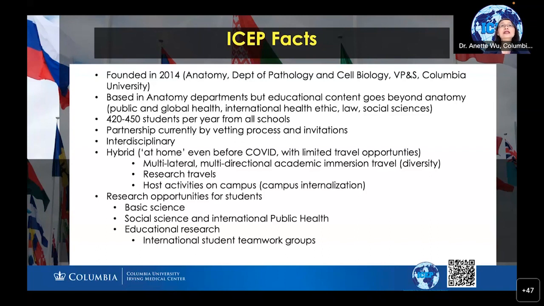However, while it's based in the anatomy departments, the educational content within ICEP goes beyond anatomy. We go into public and global health. We talk about international health ethics, health law, and we also now include the social sciences. We have about 420 to probably up to 450 students per year from all schools. And the partnership currently is by a vetting process through our advisory board and by invitation only.